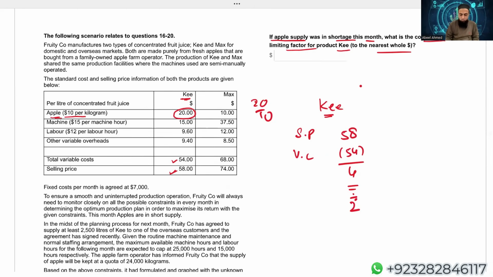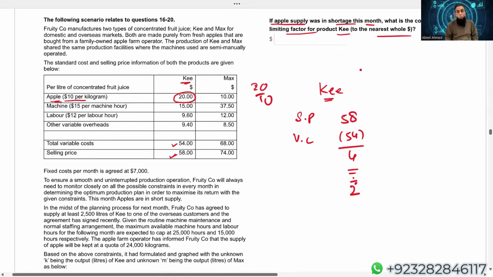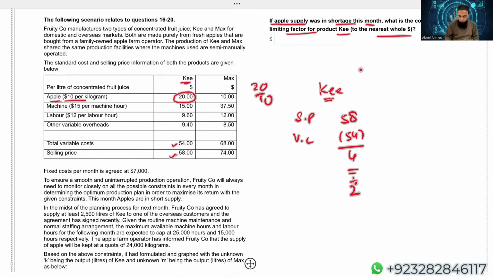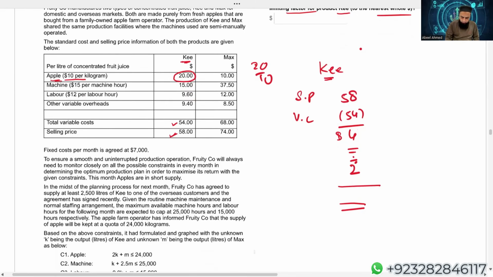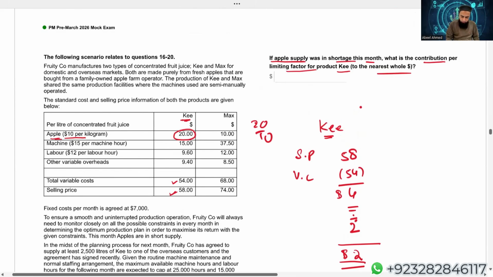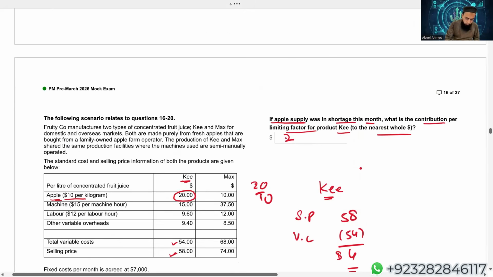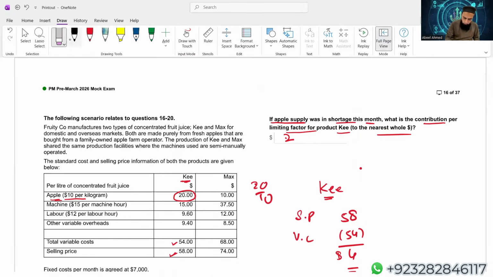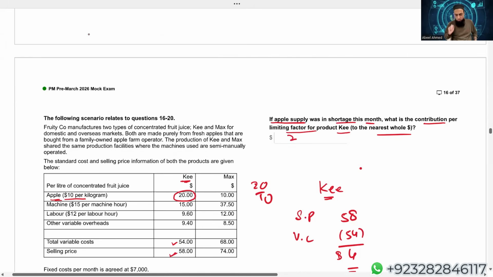So simply, contribution is 4 and 1 unit of Key needs 2 kgs of apple. Here comes the contribution per limiting factor. $4 divided by 2 gives you $2. So logically, the contribution per limiting factor for the product Key is $2. You just need to write in the box 2, because the dollar sign is already there. Here comes the 2. I think now it's fine.